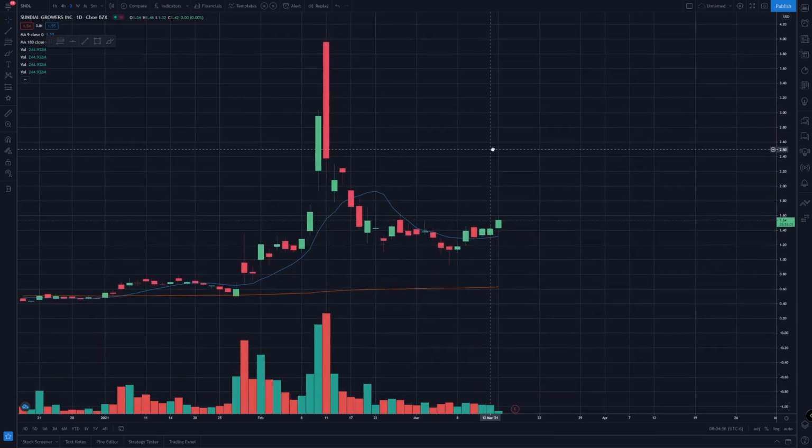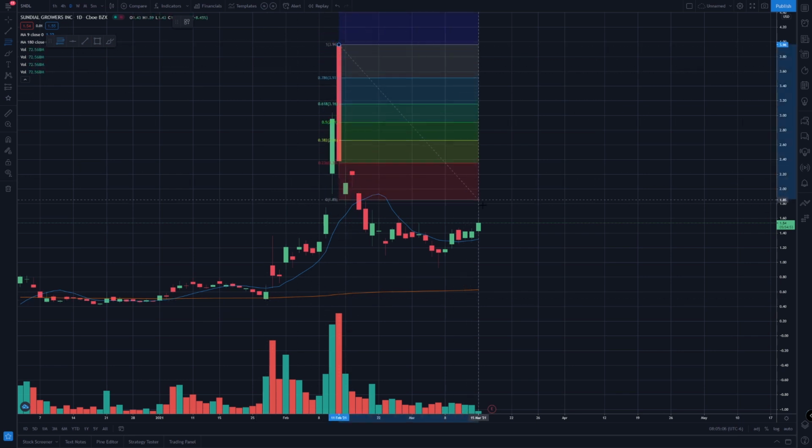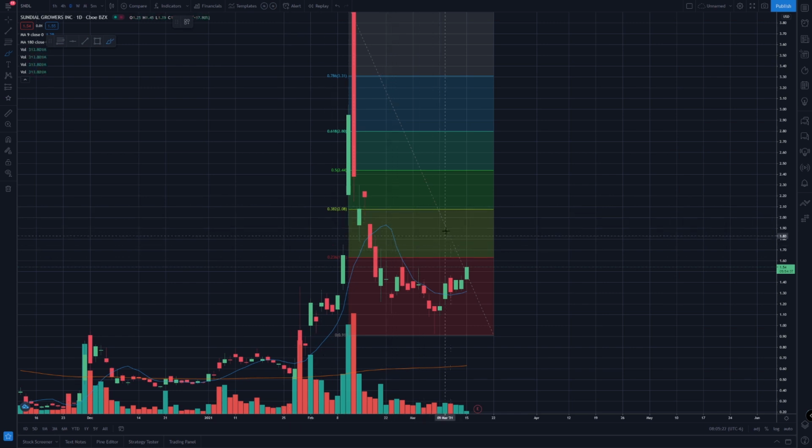Let's go ahead and get some targets with the Fibonacci retracement tool. So we'll get the tool, we'll grab from the top of the pump and drag it down to where we think the bottom is. So that's right here, the bottom, and then right here, the top. Now we have a couple levels to watch. I would say watch this level and watch this level.